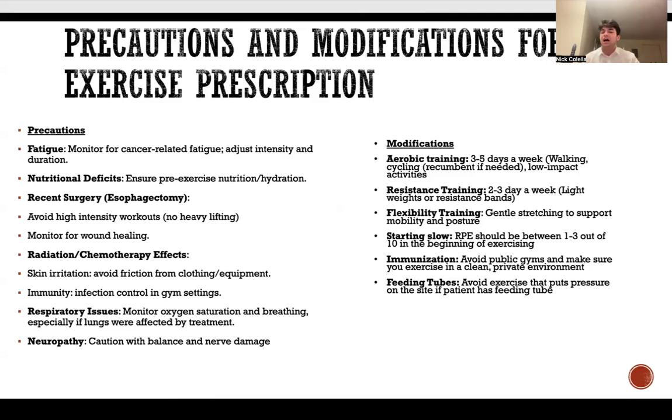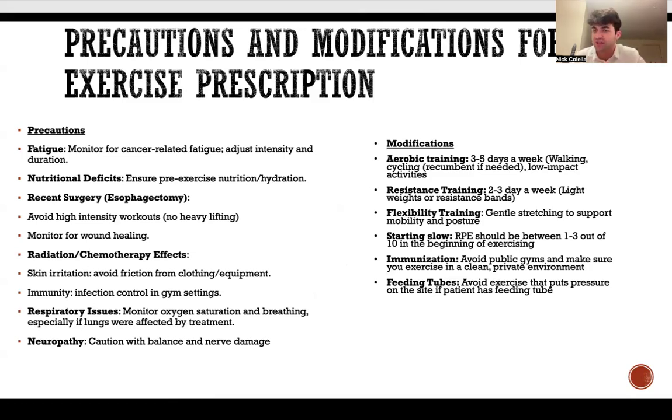Respiratory issues, I'd monitor oxygen saturation and breathing, especially if lungs were affected by the treatment. And neuropathy, caution with balance. I would always make sure that I'm monitoring her balance because she might have nerve damage through chemo and radiation.